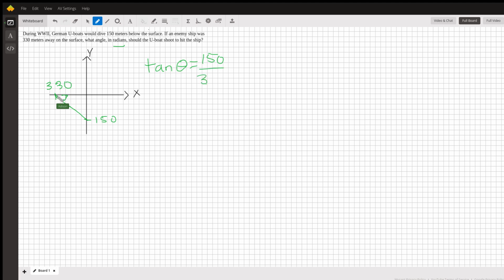Now I want to make something really clear. On the Cartesian coordinate system, the 150 is a negative and the 330 is a negative. So that just cancels each other out. So we have 150 over 330 positive.